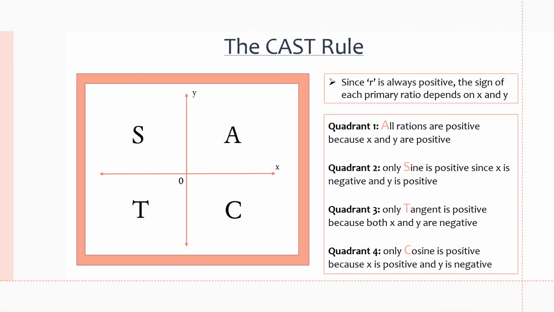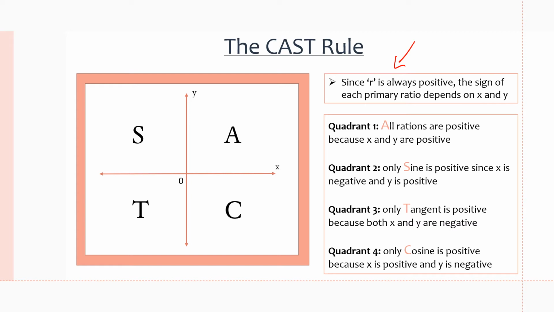Now let's move on and look at the CAST rule. As we know, the direction the terminal arm points to determines the sign of x and y. And as we can read up here, since r, the hypotenuse, is always positive, the primary and reciprocal ratios depend on x and y. The signs of these ratios depend on x and y. And so the CAST rule is something we can quickly memorize, so we don't have to see if x or y are positive or negative every time we do a question.